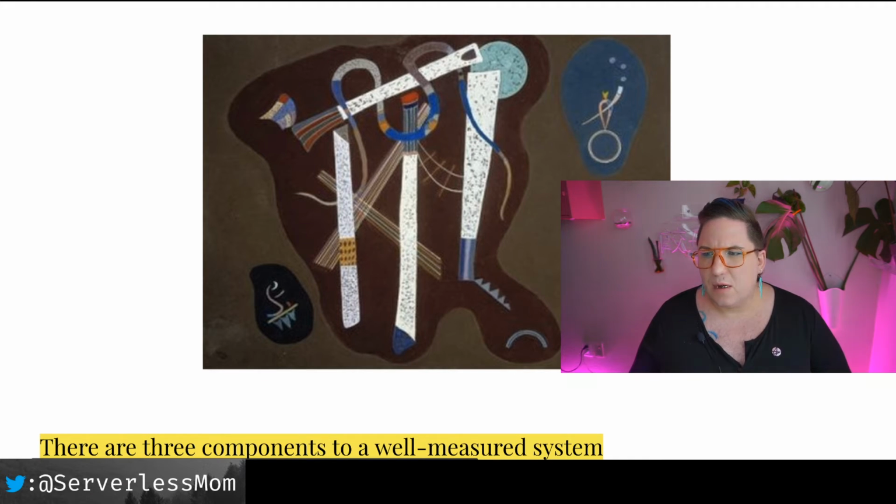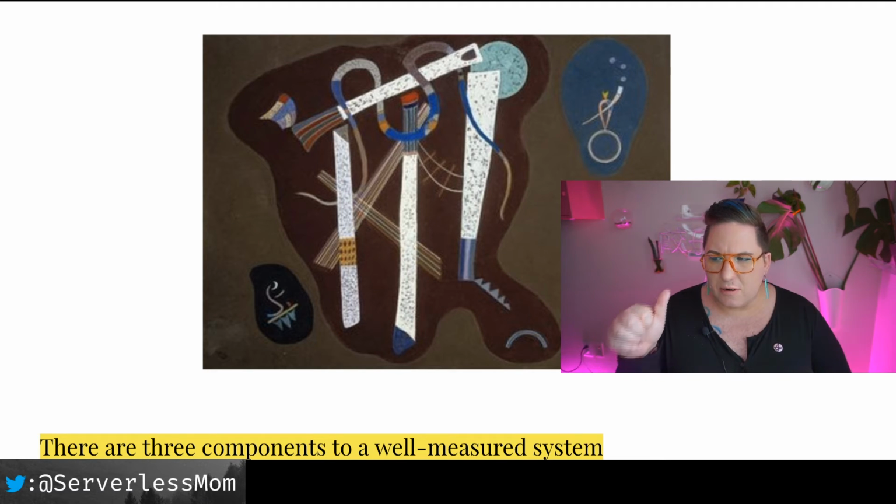Okay, so there are three components to a well-measured system, and we're gonna go through them here. They are metrics and other metric observations, logs, and traces. This is Three Pillars by Kandinsky, in case you're curious why I have these abstract forms here.